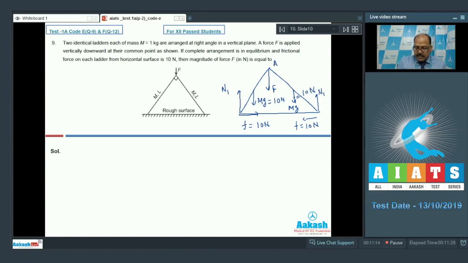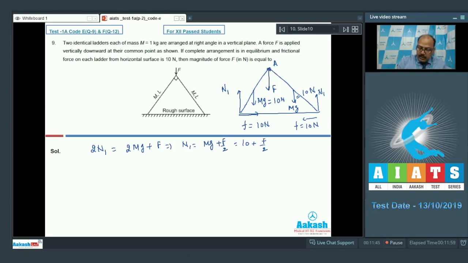Now, for translational equilibrium, it's very clear that 2N1 in vertically upward direction equals 2mg plus F, or that means N1 equals mg plus F by 2, or 10 Newton plus F by 2.